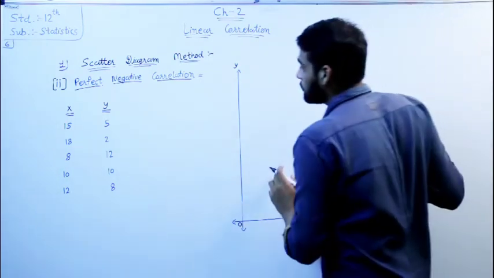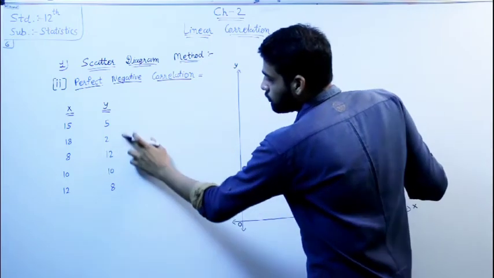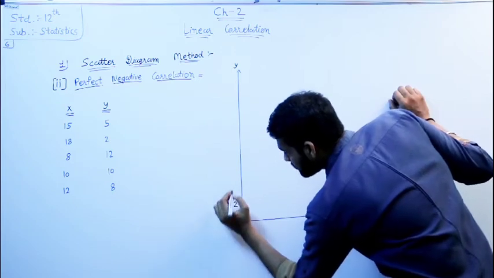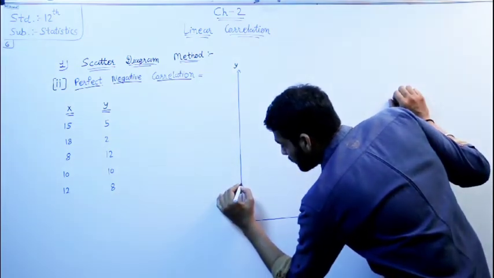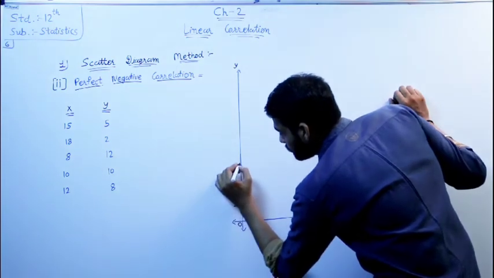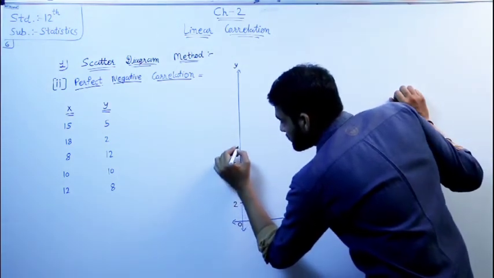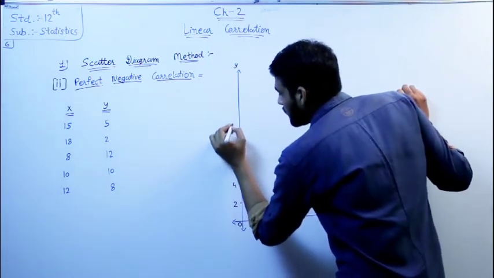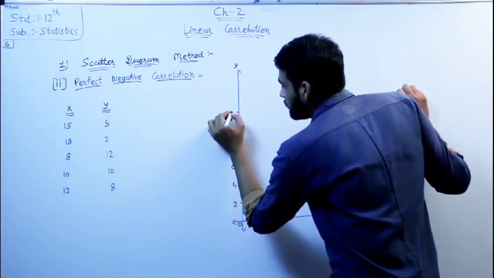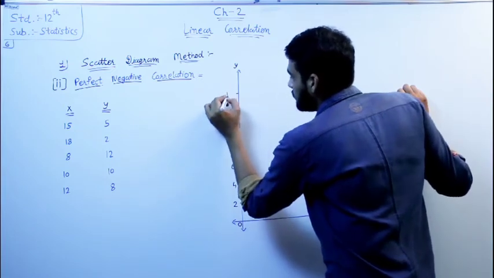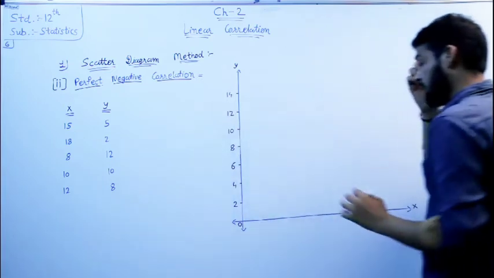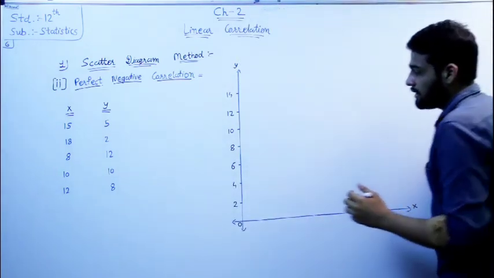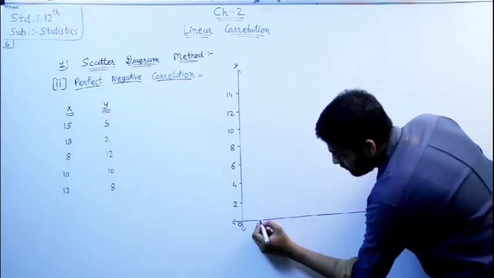So first we prepare the y axis from 2 to 12. That means here we take values with a gap of 2: 2, 4, 6, 8, 10, 12, 14.